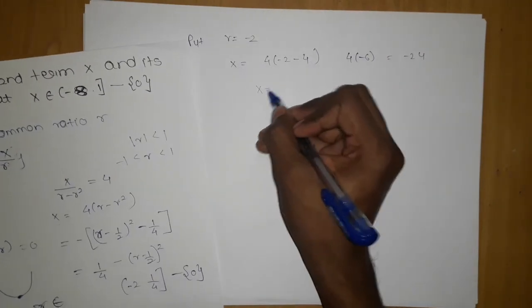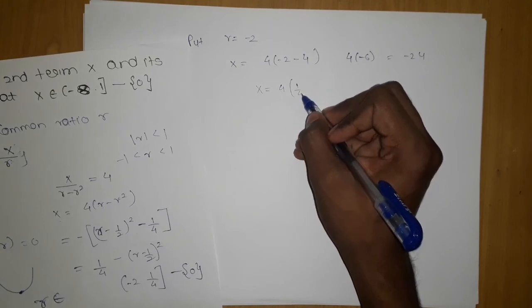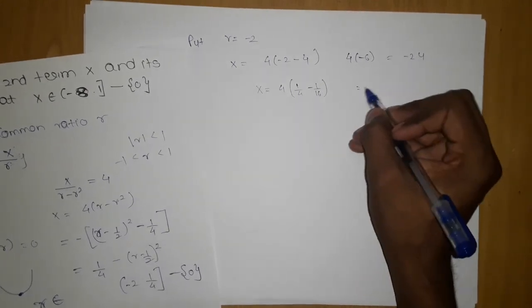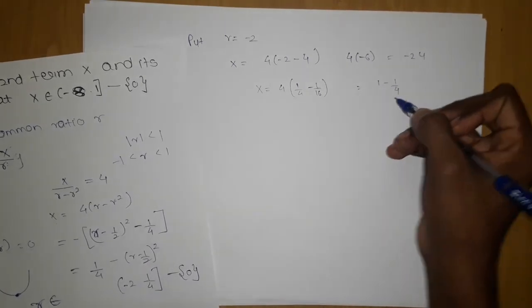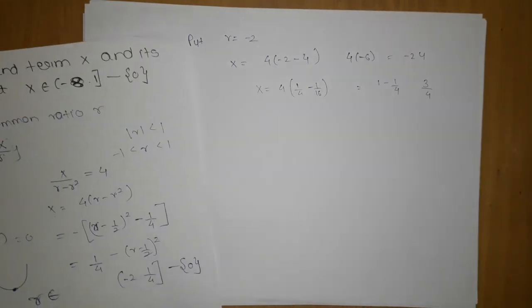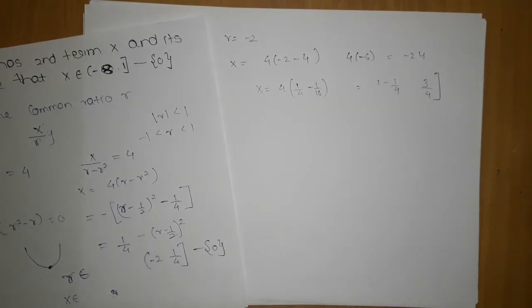Okay, if I place x equals 1 by 4, what do I have? 1 by 4 minus 1 upon 16. Taking 4 common, they will cancel out, which will give me 1 minus 1 by 4, that is 3 by 4. So we are getting this, x belongs to minus 4 to 1. Let me check what mistake I am doing.